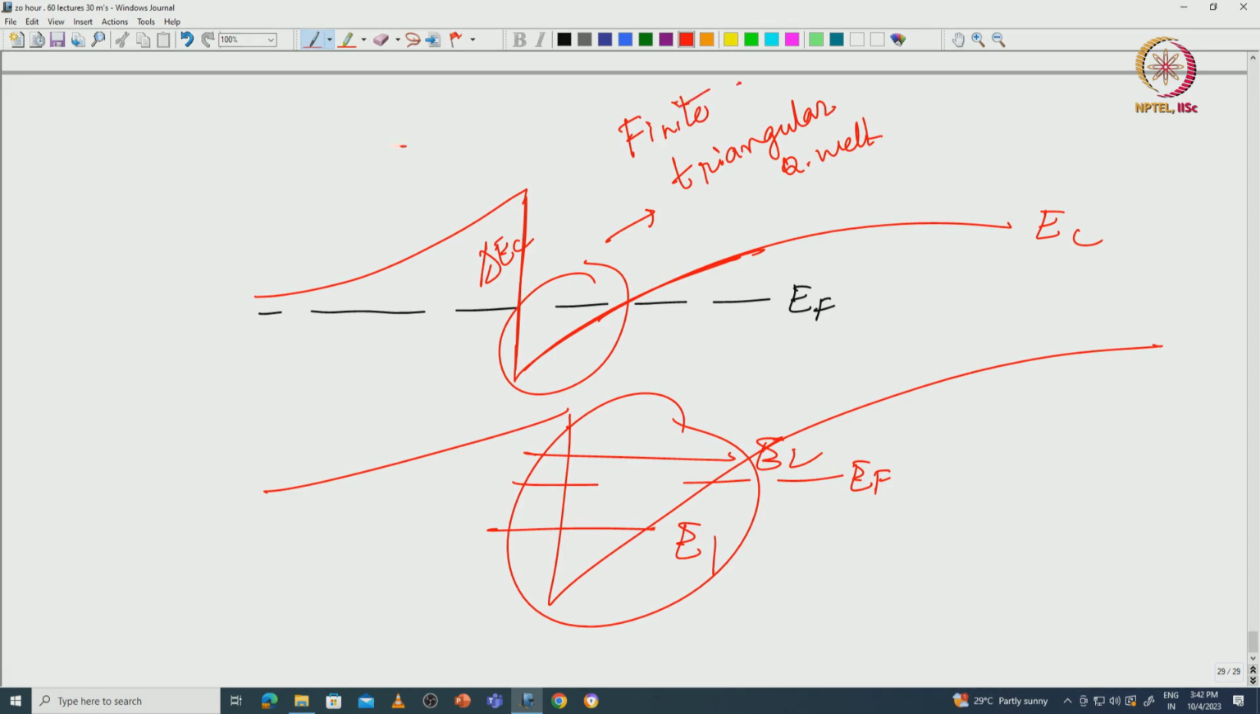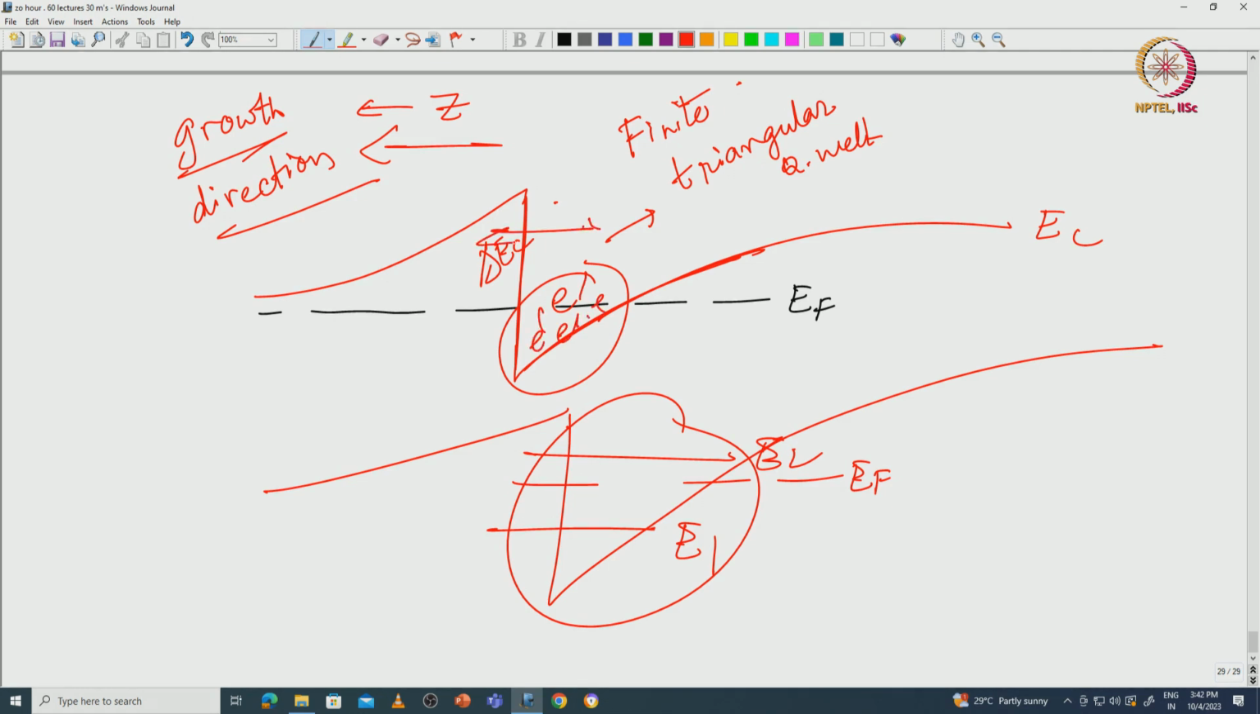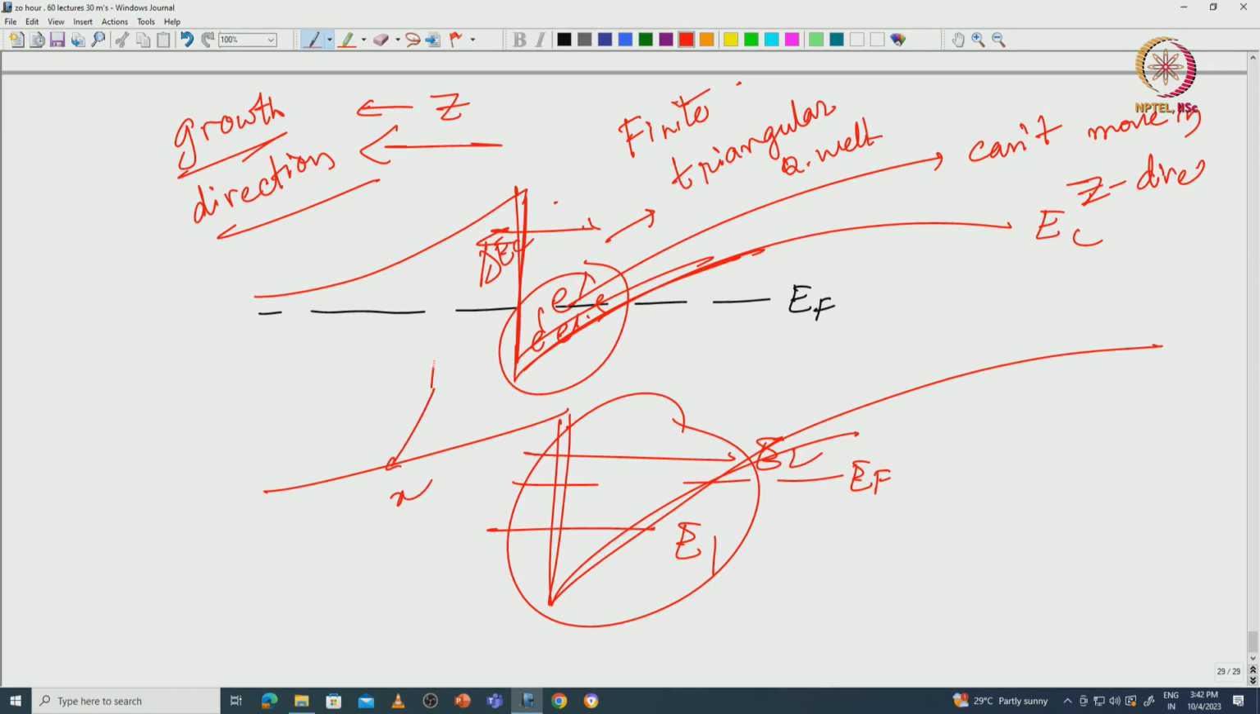And this is the z direction, the direction in which the material is being grown. This is the growth direction. In this direction, the high density of electrons that are there cannot move. These electrons cannot move in the z direction, in the growth direction, because there is a barrier, it is a quantum well. It can only move in the x and y plane.